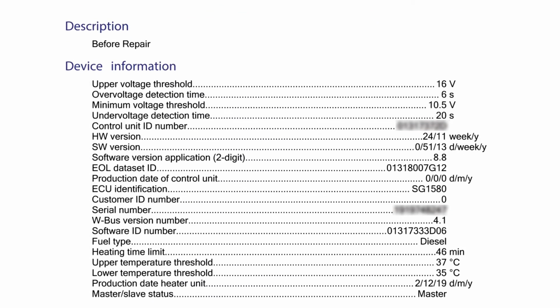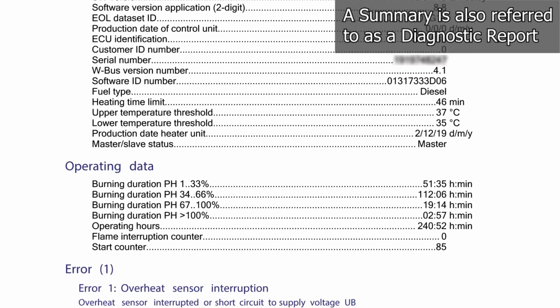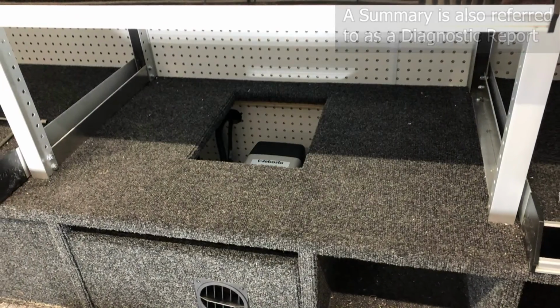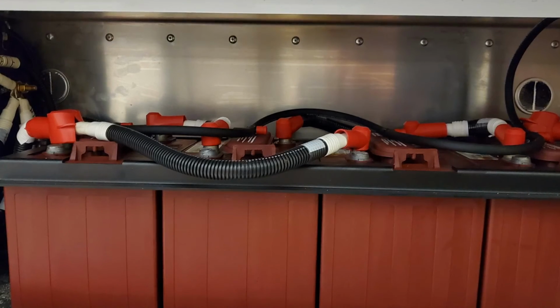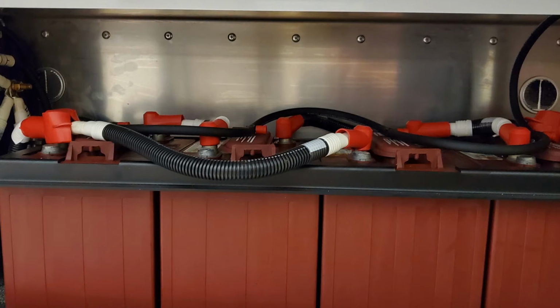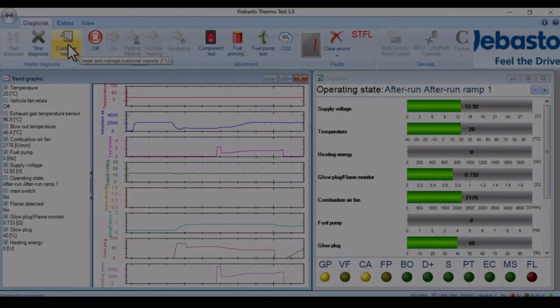The summary is a snapshot of the heater's internal information at that point in time. It's highly recommended to save a report upon arrival before the heater is even switched on. To create a summary, the heater does not have to be switched on, it only needs to be connected to 12 volts and to the diagnostic interface, which can then be saved.